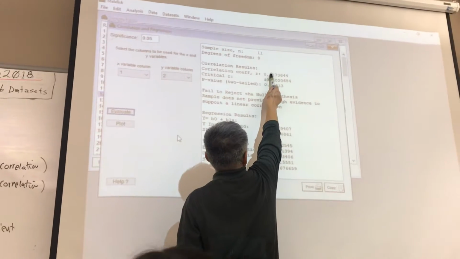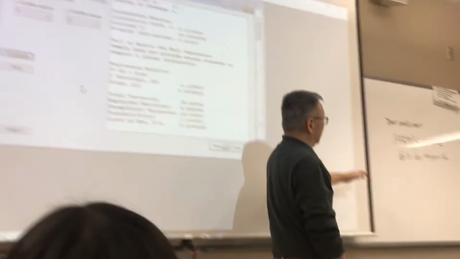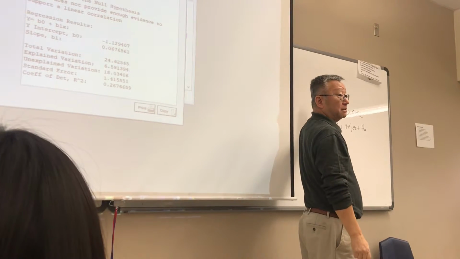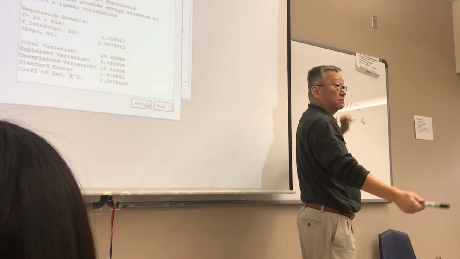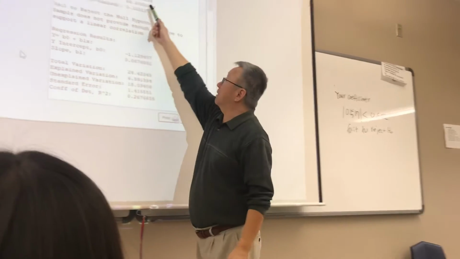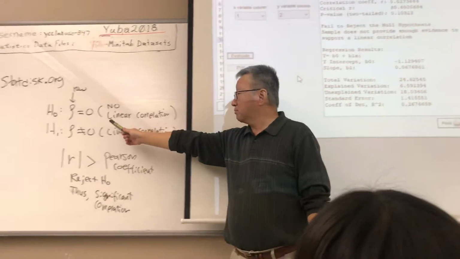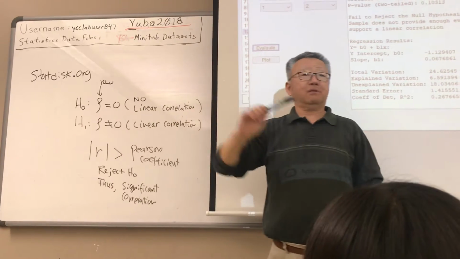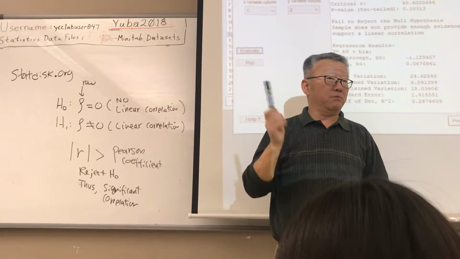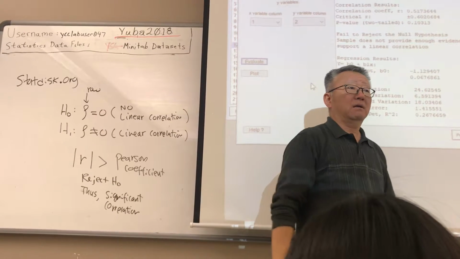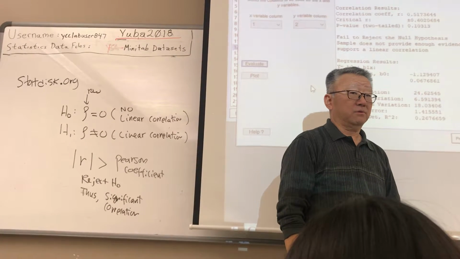Sometimes this one is going to be negative. That's why I put you into the absolute value here. Your coefficient always has to be positive. Then compare them, and you find out whether you reject or fail to reject the null hypothesis. If you reject, significant correlation. Fail to reject, no significant correlation.